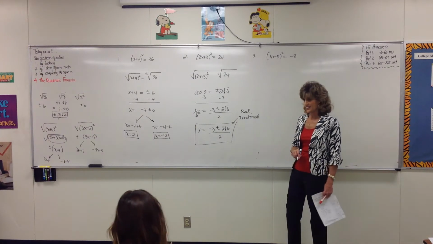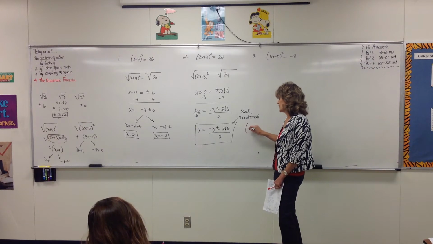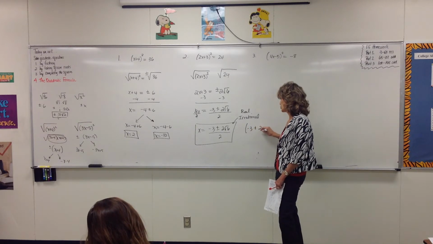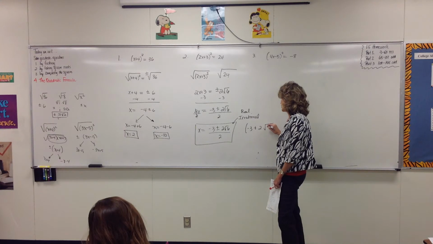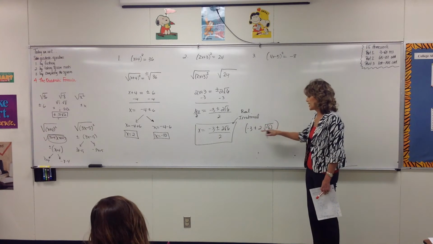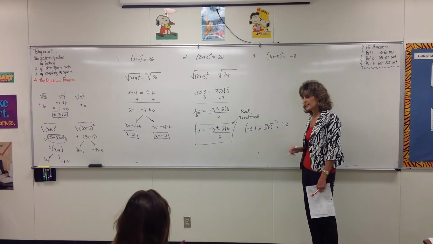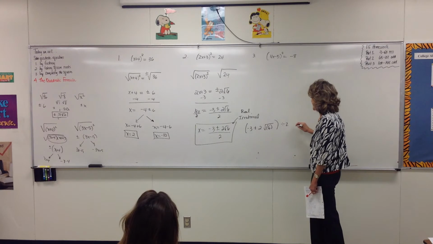You can even check this. If you want to check it, you can tell your calculator to do negative 3 plus 2 times the square root of 6, open a parenthesis, and you have to close it. Tell your calculator to do all of the top, then divide it by 2, get an answer, and store it as x.